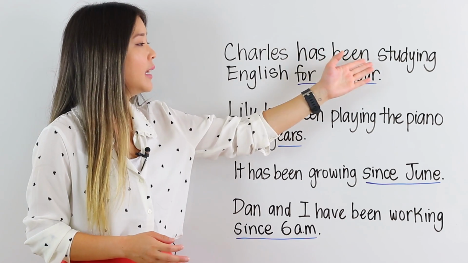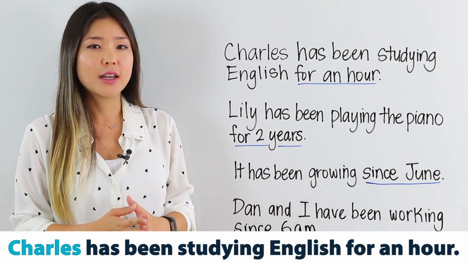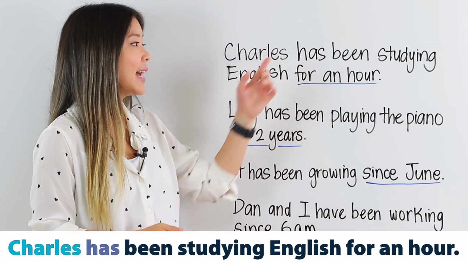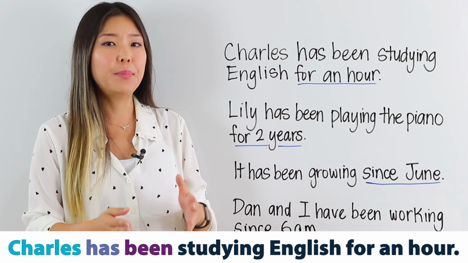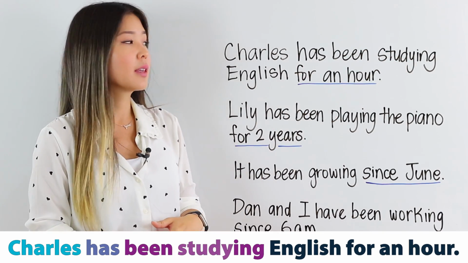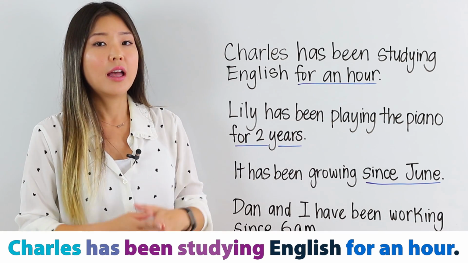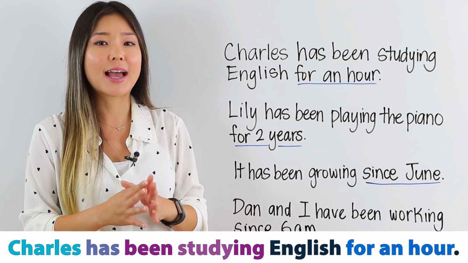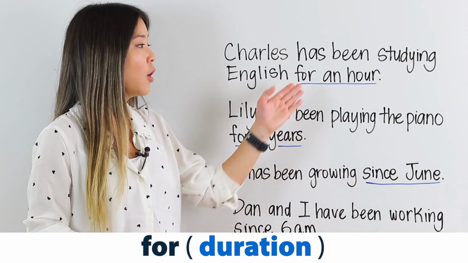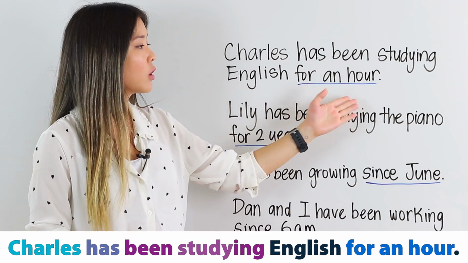Charles has been studying English for an hour. Take a look at the subject, Charles. The subject pronoun for Charles is he, and that's why we say has. After that, we add been and then verb ing, in this case, studying. You'll also notice that at the end of the sentence, we have for an hour. That shows how long this action has been happening. When you use for, you emphasize the duration, for an hour. Charles has been studying English for an hour.